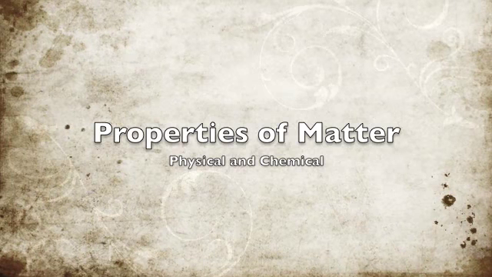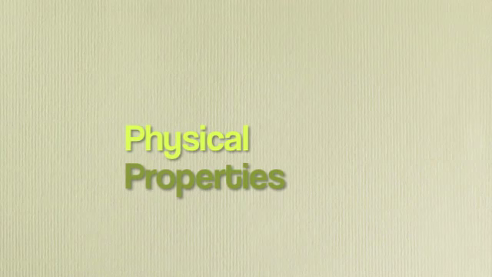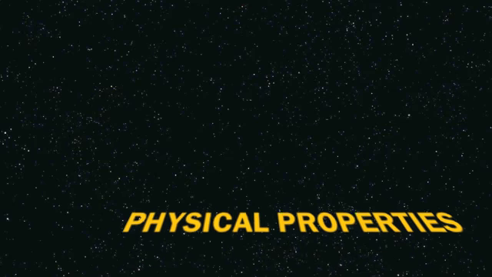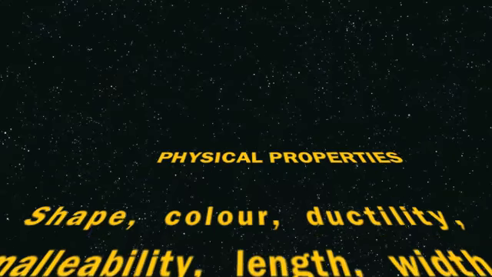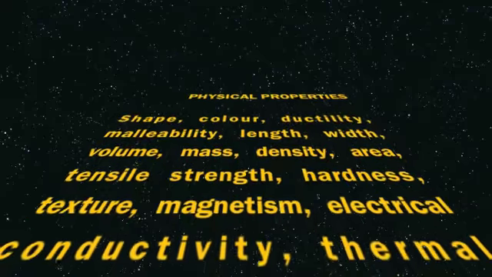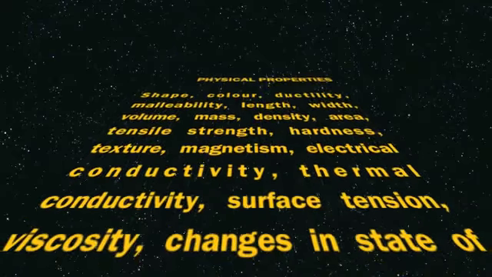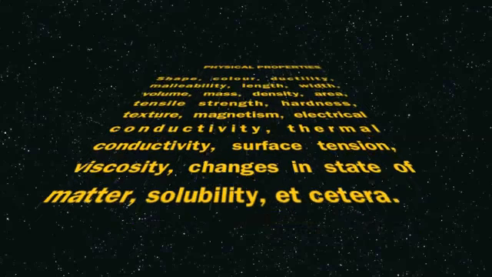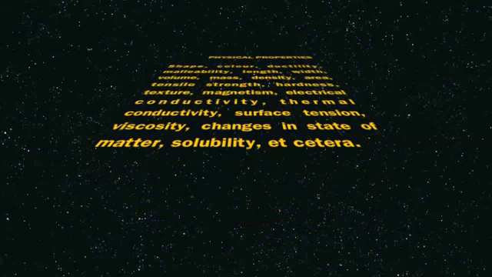Properties of matter are different characteristics that they might possess. The first type of properties of matter are physical properties. There are a lot of physical properties such as shape, color, ductility, malleability, length, width, volume, mass, density, area, tensile strength, hardness, texture, magnetism, electrical conductivity, thermal conductivity, surface tension, viscosity, changes in state of matter, solubility, and so forth. Now, physical properties are properties that can be observed without changing the chemical composition of the object itself.